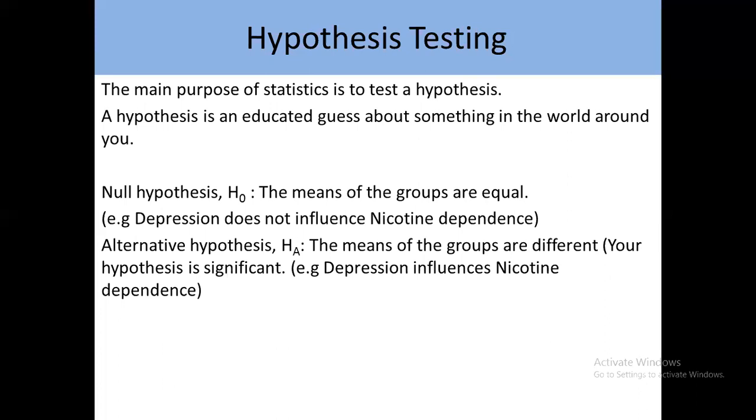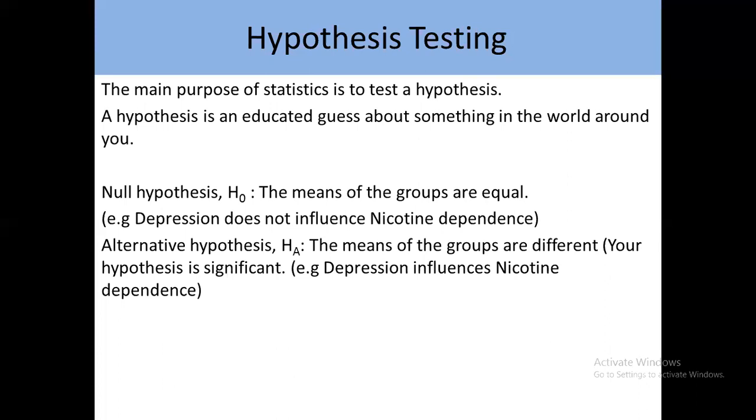So basically, in this example, we were interested to know if depression is an influencing factor on nicotine dependence. Okay, so our null hypothesis would be depression does not influence nicotine, while our alternative hypothesis is depression influences nicotine. So how do you actually know which hypothesis you should use? It's actually from your analysis. Okay, and there are some values you are going to look at.